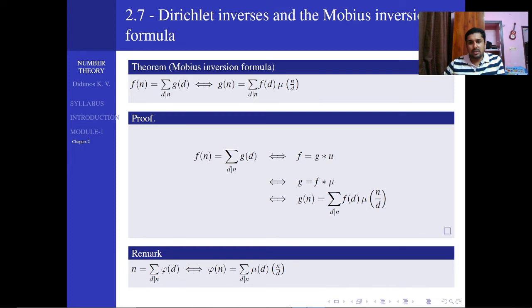One remark is that we will apply this Mobius inversion formula in the case of the Euler totient function phi. n is equal to sigma d divides n phi of d, if and only if phi of n can be written as sigma d divides n mu of d times n by d. Okay.